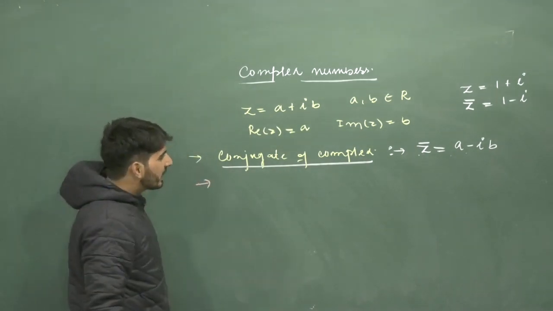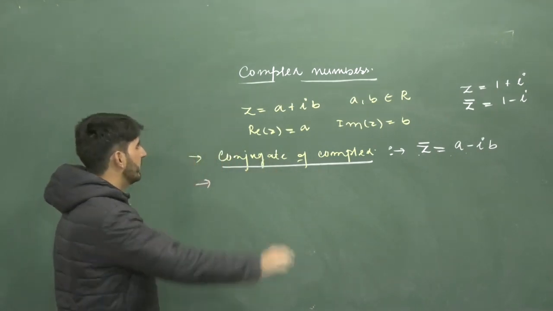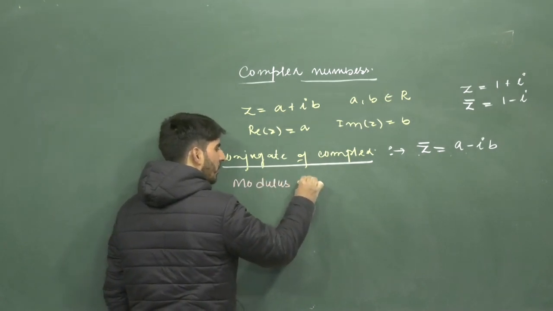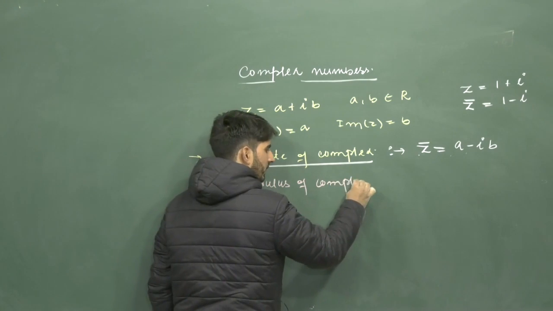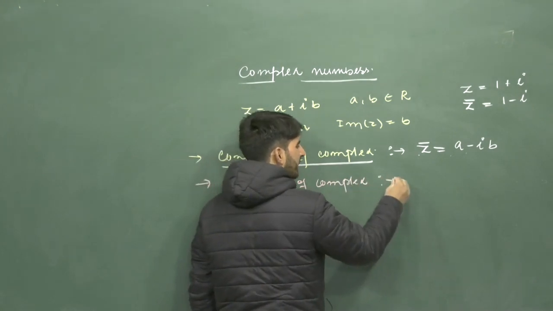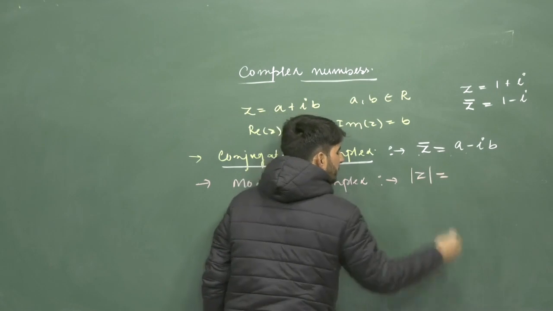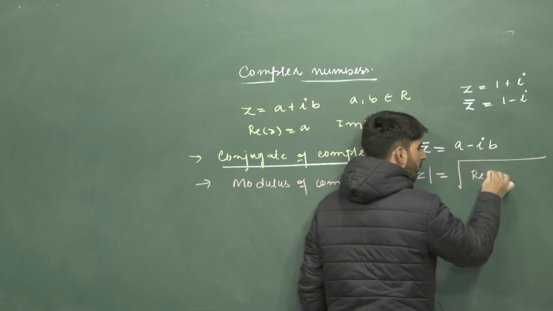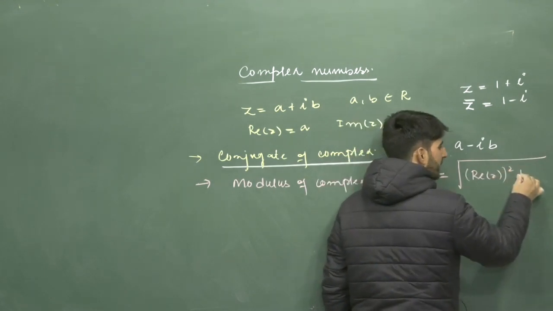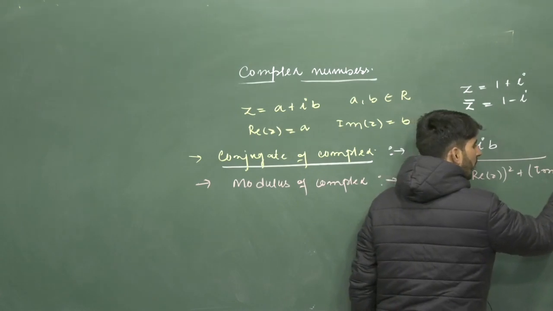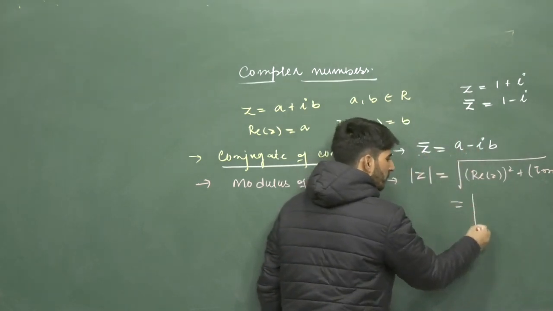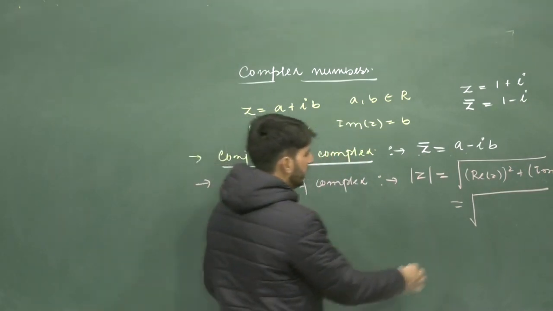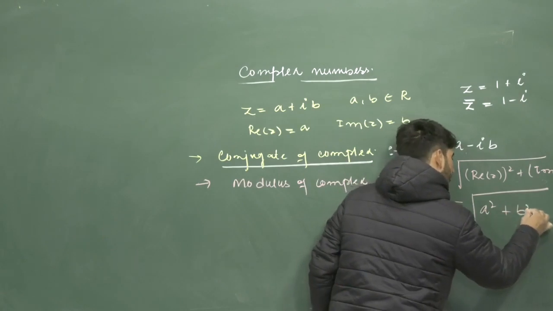Let us define another term that is related to the same concept, that is the complex number, that is known as the modulus. Modulus of complex number. The modulus of complex number is denoted by mod of Z. That is equal to square root of real part square plus imaginary part of the complex number square, which is equal to square root of, as we know here, the real part of the complex number is a, that is equal to a square plus b square.